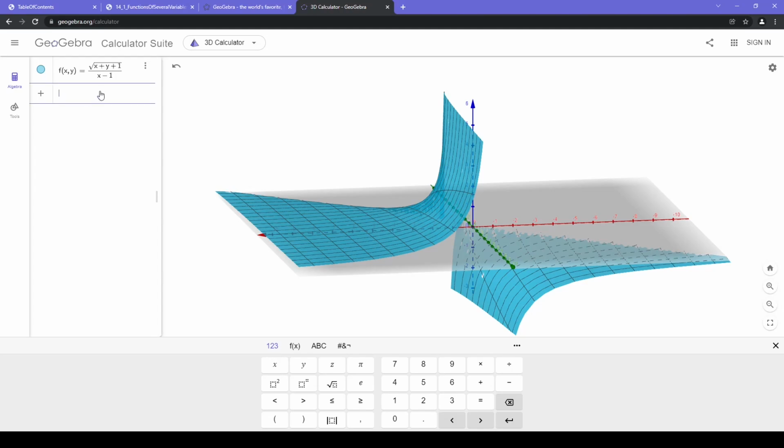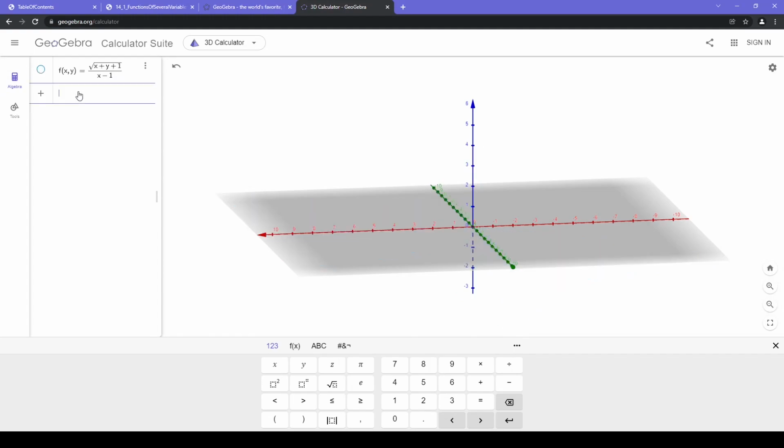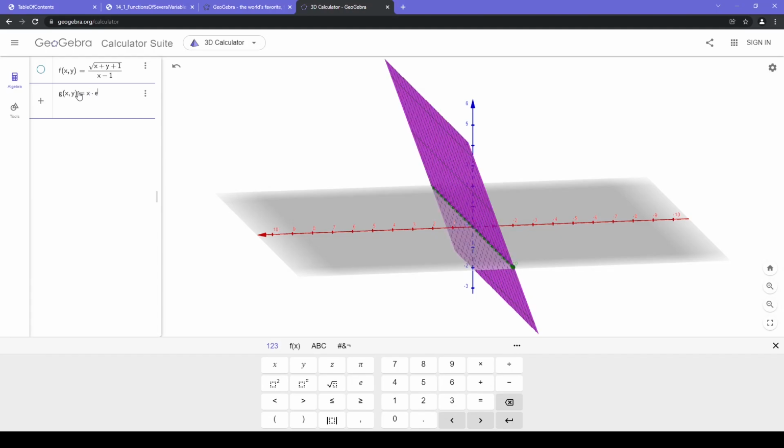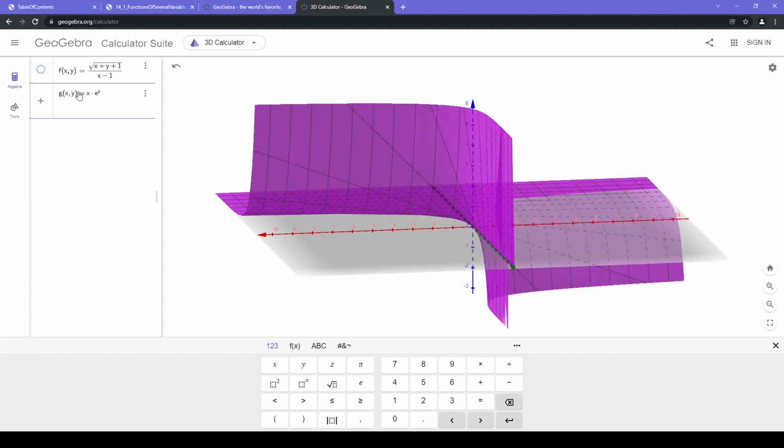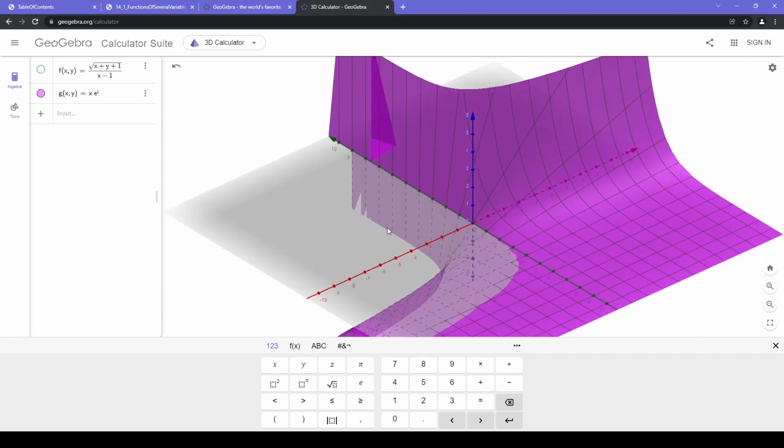If you try to graph something else, we can get some other kind of surface here. Well, okay, it's not actually that bad. All right, so we need to have this conversation now.